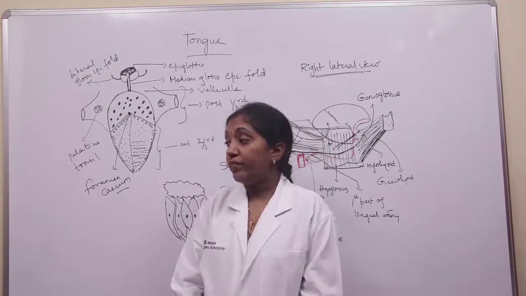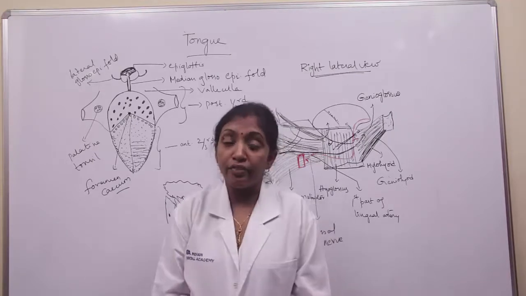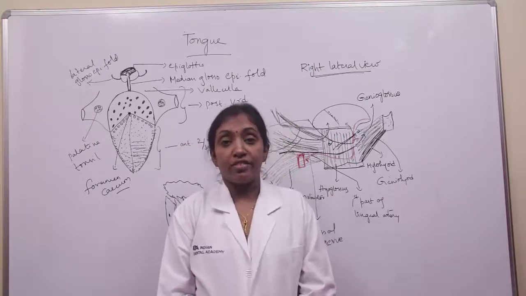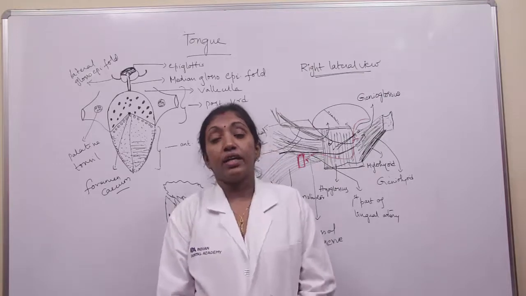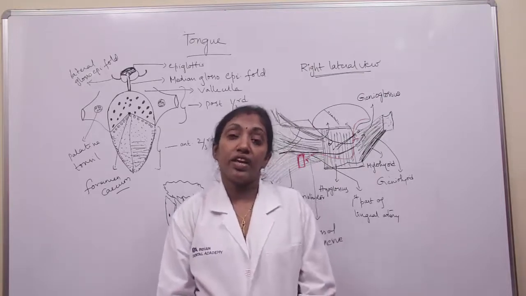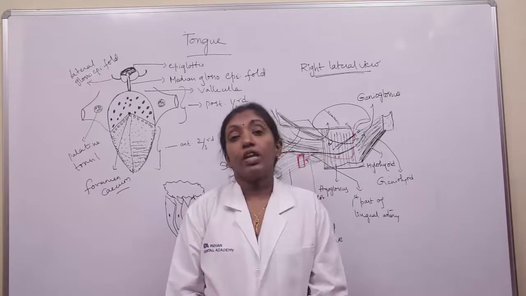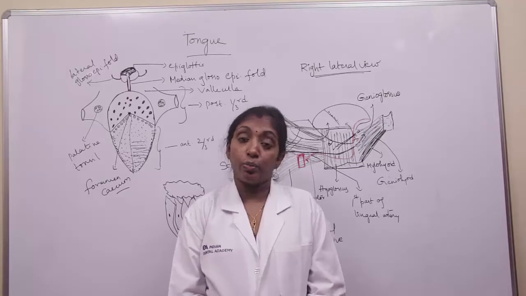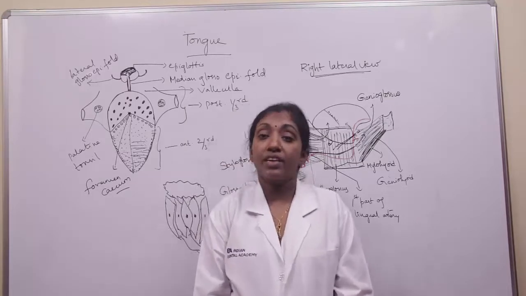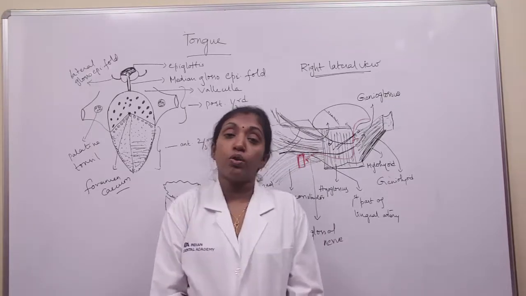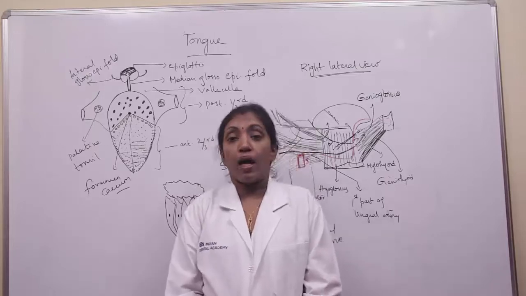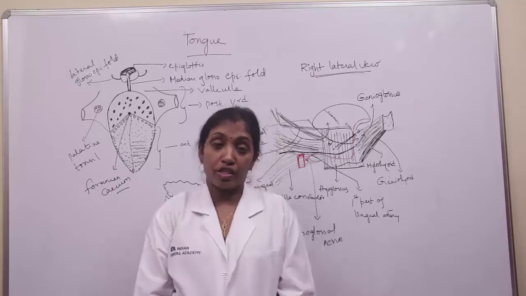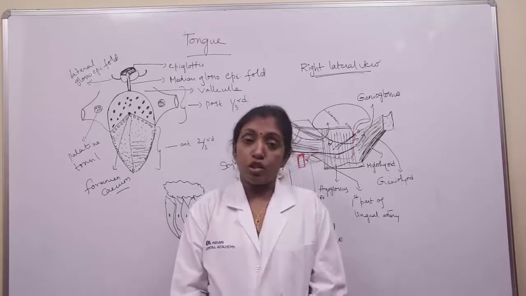And coming to the lymphatic drainage, it is divided into four sets: apical, marginal, central and dorsal. The apical set of lymph nodes drains the tip of the tongue into the jugulodigastric and jugulo-omohyoid groups of lymph nodes, and some into the submandibular group also. The marginal set drains the lateral margins of the tongue, also into jugulodigastric and jugulo-omohyoid nodes. And the central set drains the dorsal surface of the tongue into the same nodes.